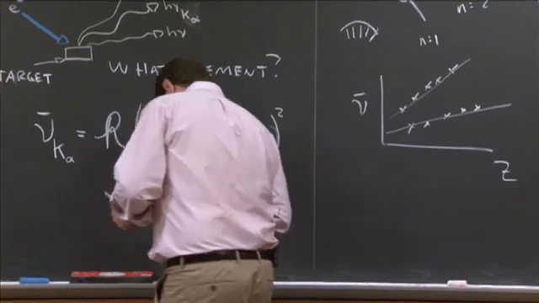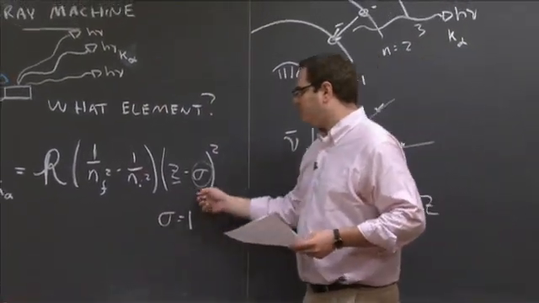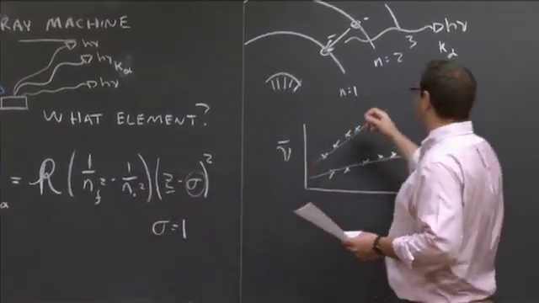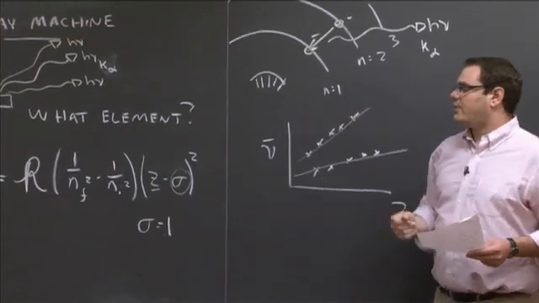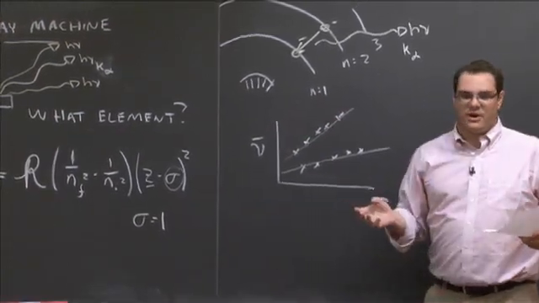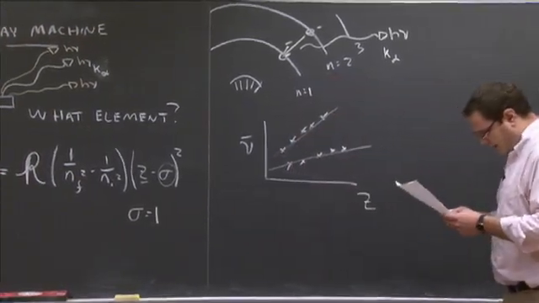Okay? So we're good. We know our sigma. We know our n's: n final is going to be 1, and n initial is going to be 2. We know the Rydberg constant, and we know our wave number because we're given our wavelength here. So we can go ahead and actually just calculate Z. Let's do that right now.